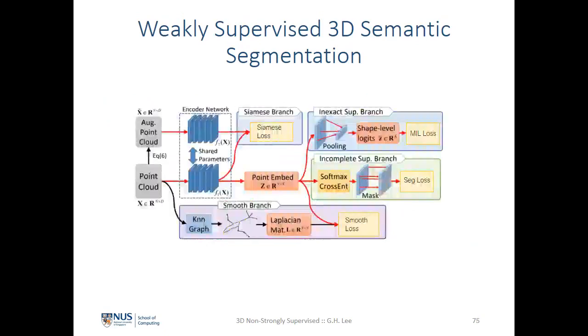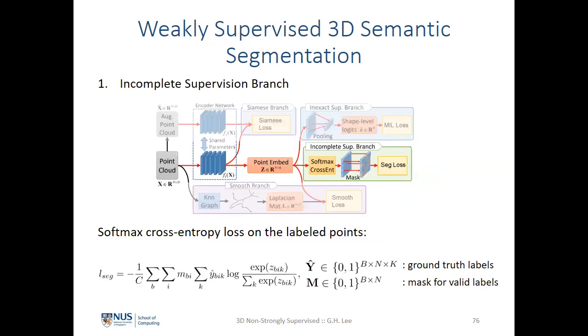Basically, it consists of four components. Of course, there is the component of feature extraction. From a point cloud, we augment it by random flipping, rotation, and so on, and then we have the same encoder network that gives the features of the point cloud. And we have an incomplete supervision branch, because we only have weak labels. That means we have incomplete labels, very sparsely labeled.